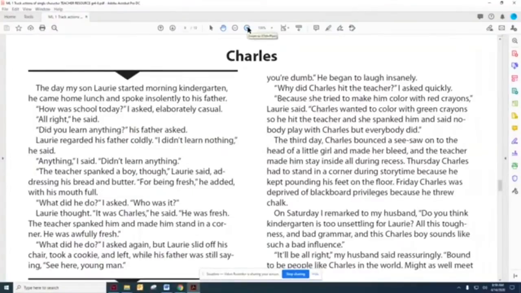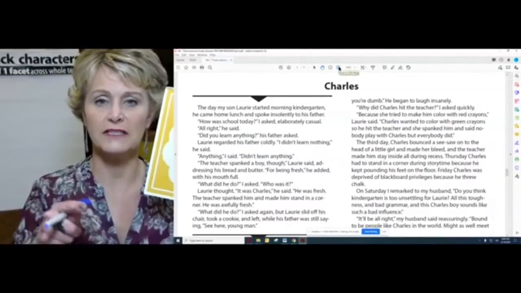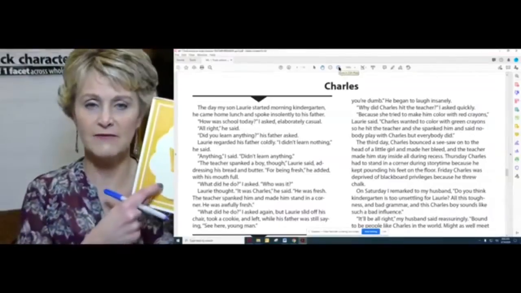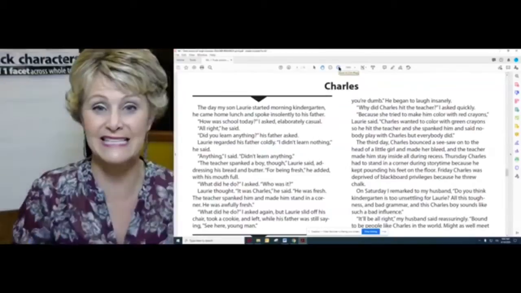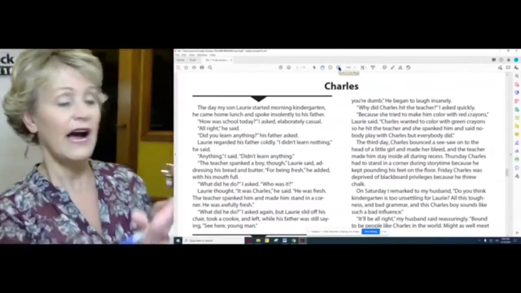All right, so here I go. I'll zoom in so you can follow along. Start here in this top left. The day my son Lori started morning kindergarten, he came home for lunch and spoke insolently to his father. Okay, let's stop right there. And so he started morning kindergarten. My thinking voice is saying that's something he did. He went to kindergarten. He's doing kindergarten. That's an action.